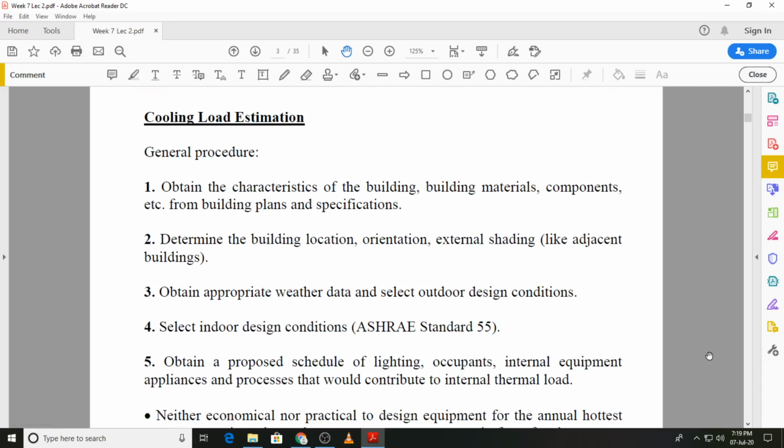So there are certain general steps that we have to go through for estimating the cooling load of a building. The first thing we need are the characteristics of the building, that is the entire building plans, which will give us the various sizes, the building materials, various components, and these will be provided to you by the architect or the firm that is doing the project. We also need the building location, that means the geographic location, whether it's located in Karachi or Islamabad. Then the orientation.